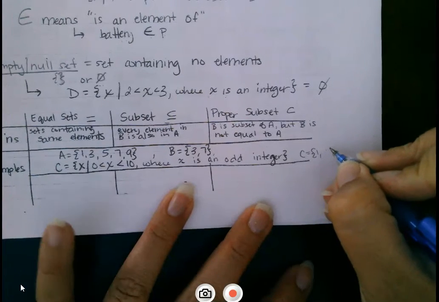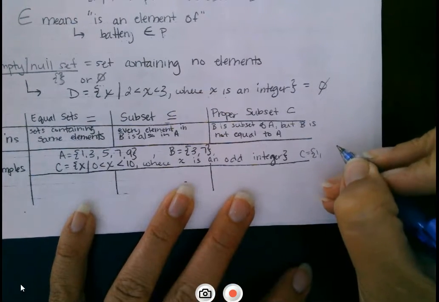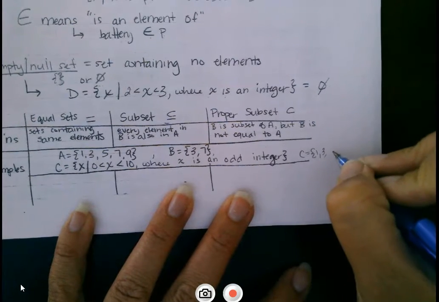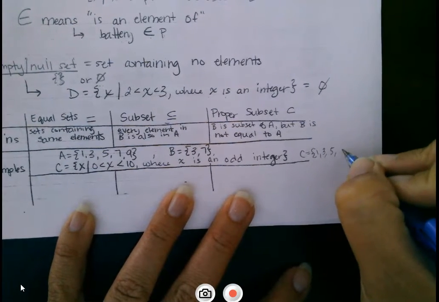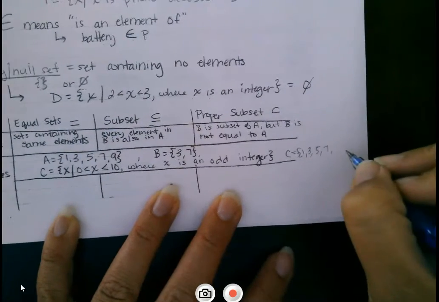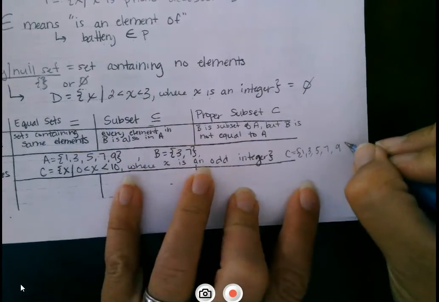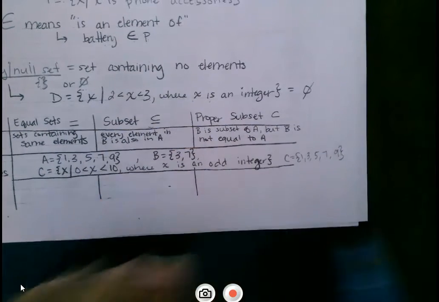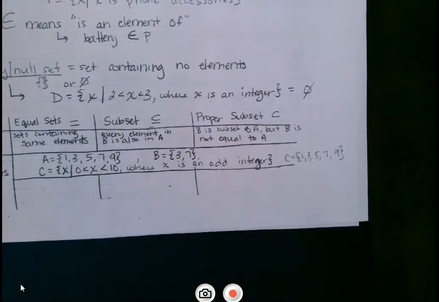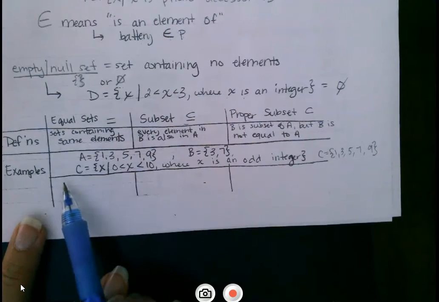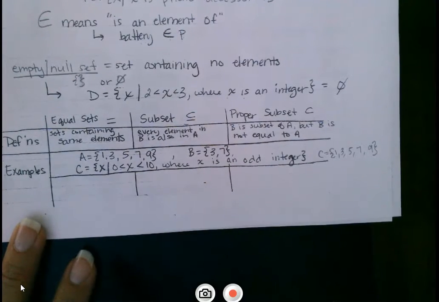And then what comes next? 3. 5. 7. 9. And we're done, right? Because it has to be less than 10. Okay, so that's set C. But we just took it from set builder notation, which isn't always very helpful when we're doing this, to list notation. All right, so now, what is an example of equal sets?